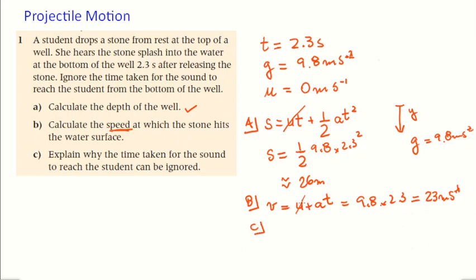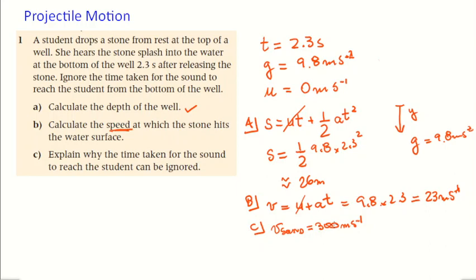Explain why the time taken for the sound to reach the students can be ignored. Well, the speed of sound is very large. I don't quite remember if you have this in your booklet, but you should have it. Now, the speed of sound is around 300 meters per second. It's not actually that, it's around 330, 340. I used that information, for example, in my ultrasonic sensors when I do robotics. So the speed of sound is around 300 meters per second.